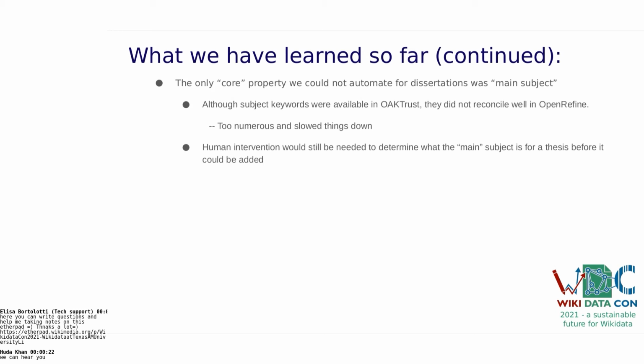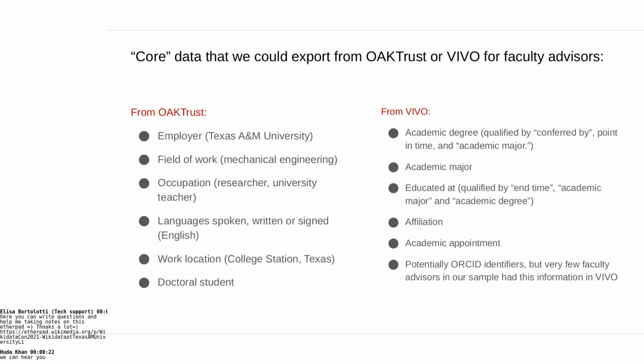So there are a lot of subject keywords in OakTrust, but the problem is that they did not reconcile well in OpenRefine. There are too many of them, and it slowed things down and made things very inefficient. So if we were going to go back and add them, then we would need human intervention to determine what the main subject actually is for a thesis before it could be added, and hopefully that would make it more manageable. But we couldn't add all of them the way they appeared in the original metadata.